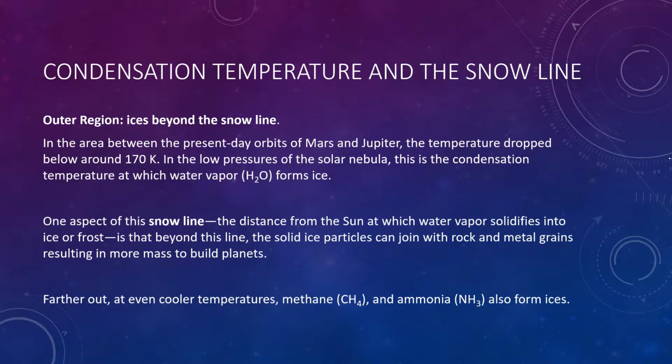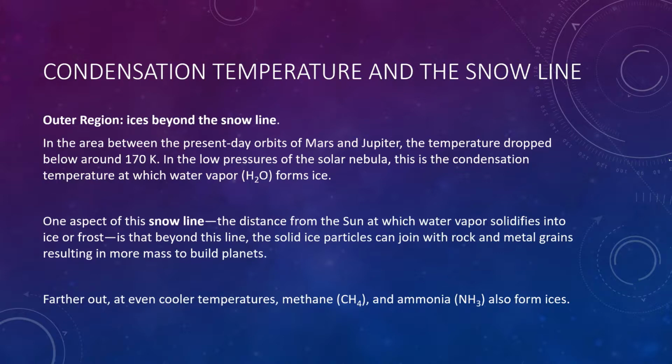As for the outer region, well, in the area between present-day orbits of Mars and Jupiter, the temperature had dropped below about 170 degrees Kelvin. In the low pressures of the solar nebula, this is the condensation temperature at which water vapor forms ice. One aspect of this, what we call the snow line, which is the distance from the sun at which water vapor solidifies into an ice or frost, is that beyond this line, the solid ice particles can join with the rocks and metals to form a more massive planet.